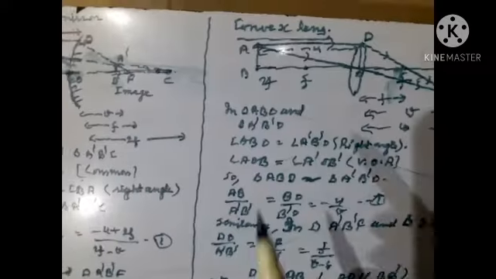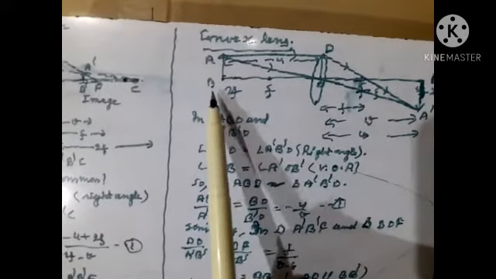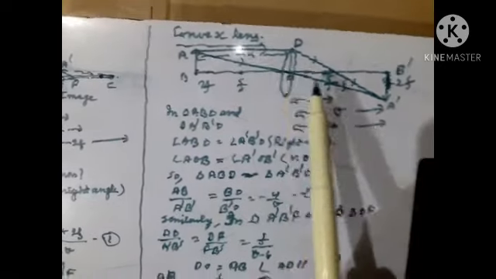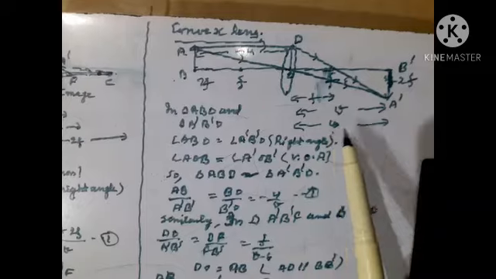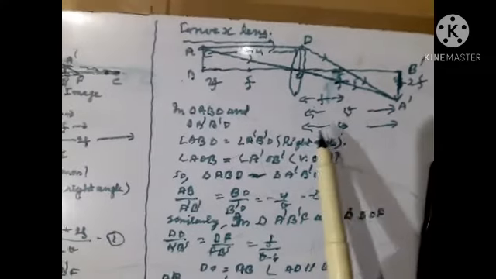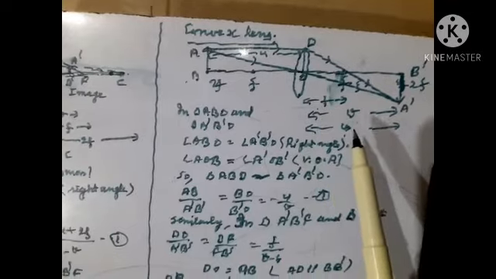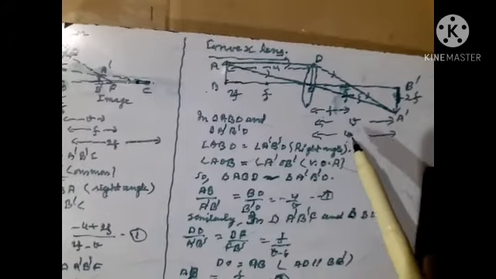Now in case of a convex lens. In case of a convex lens, here I have drawn this figure. You may draw. AB is the object, BO here from the optical center. Here this OB', 2F, A', v, u, F, and here v, F, F, and here this is u. Okay, this is 2F.